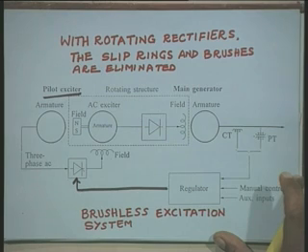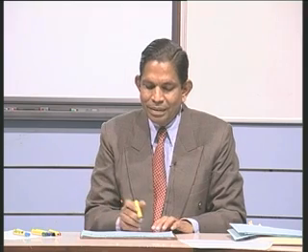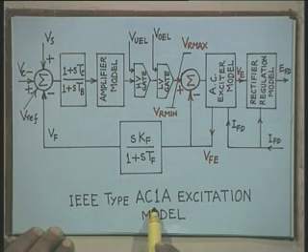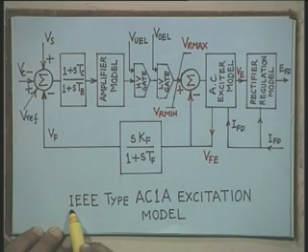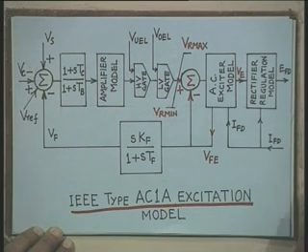Similarly, there are other AC excitation systems and other models representing other types of excitation systems, because a variety of excitation system models have been given to take care of the different types, since from one excitation system to another some variations are there. Is it clear? Now, this block diagram gives you the complete model for the IEEE type AC1A excitation system.